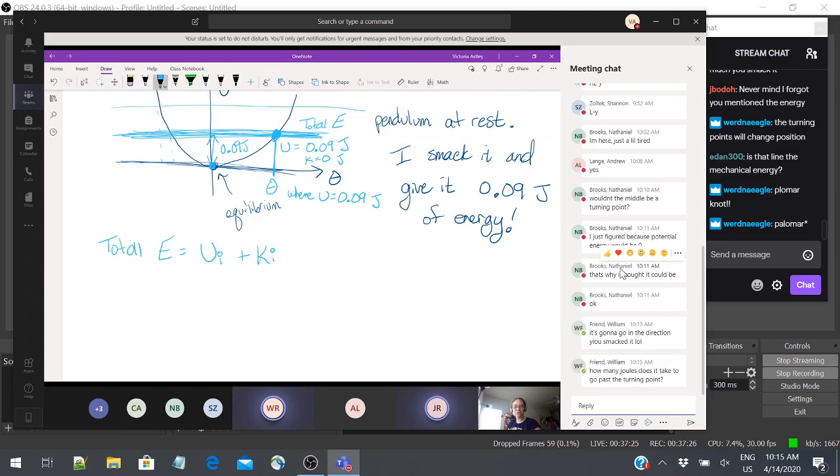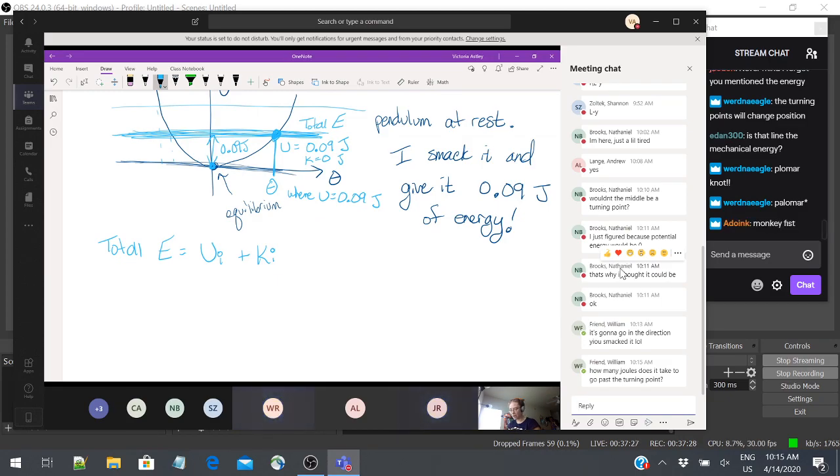So Cole asked, how many joules does it take to go past the turning point? The turning point is by definition the point where it runs out of energy.